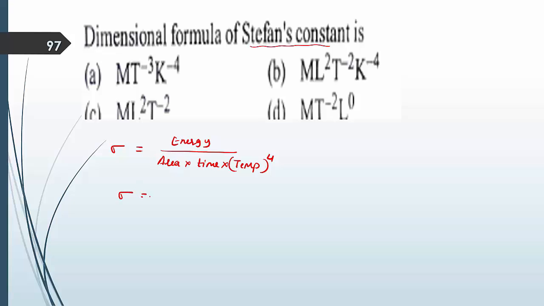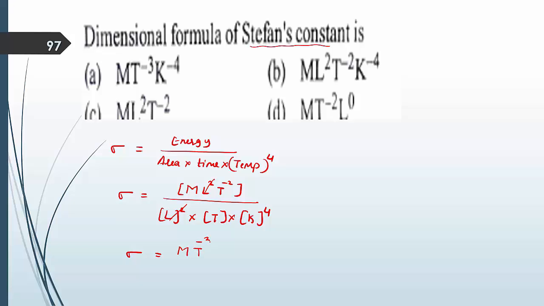Now easily you can substitute the values. Energy dimension is M L square T raised to minus 2, divided by area, length into breadth, that is L square. Time is T. Temperature is Kelvin K raised to 4. So we will get its dimension as M. L square will get cancelled. T raised to minus 3, K raised to minus 4. This is the dimensional formula for Stefan's constant. So option A is correct.